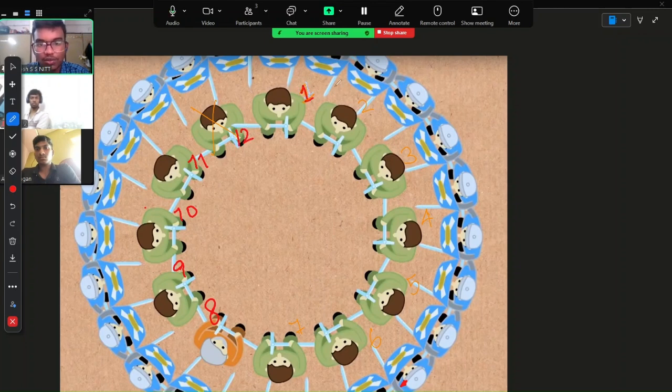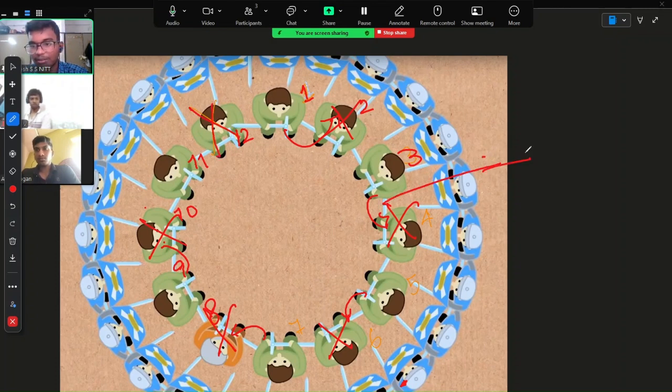So what these people will do is 1 will kill 2 using the sword, and 3 will kill the fourth one, 5 will kill the sixth one, 7 will kill the eighth one, 9 will kill the 10th one, 11 will kill the 12th one. So this is all done. Now the remaining people are 1, 3, 5, 7, 9, 11. Since 12 is killed, the turn came back to 1.